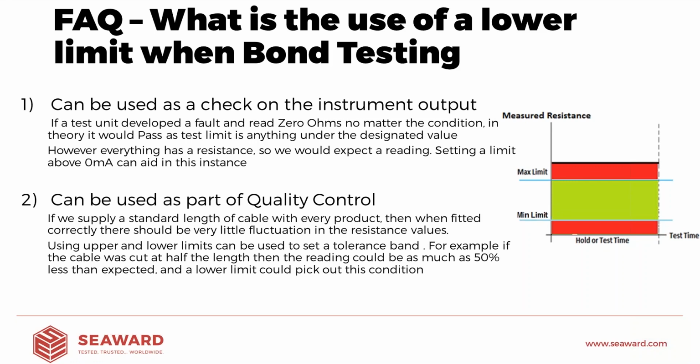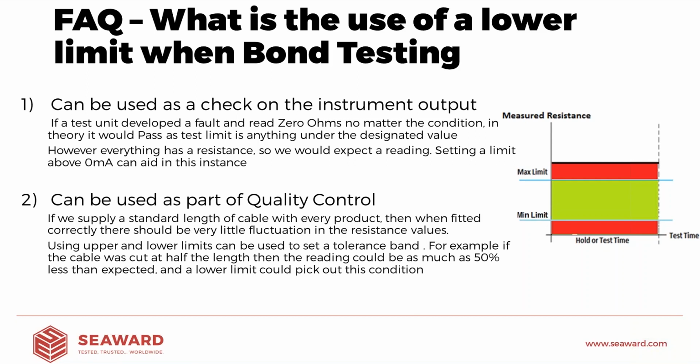Well, in this case, we could start to set a tolerance band. So we could start to bring the lower limit closer to our upper limit, whatever we've decided to set. And therefore, we would know if potentially the cable supplied was too long or too short. So we can really use it as part of quality control as well.